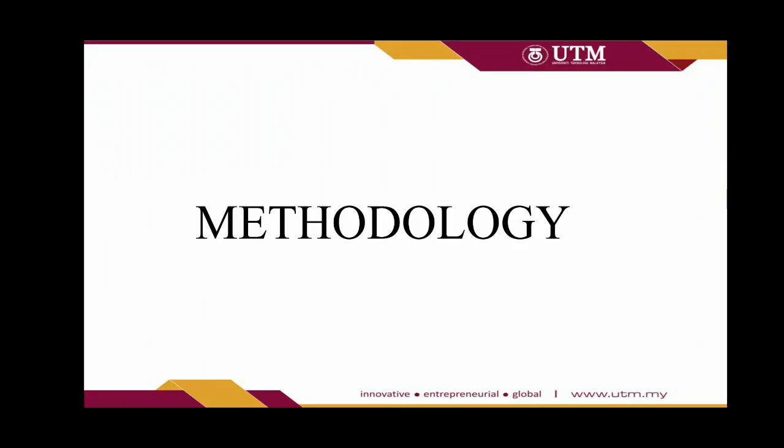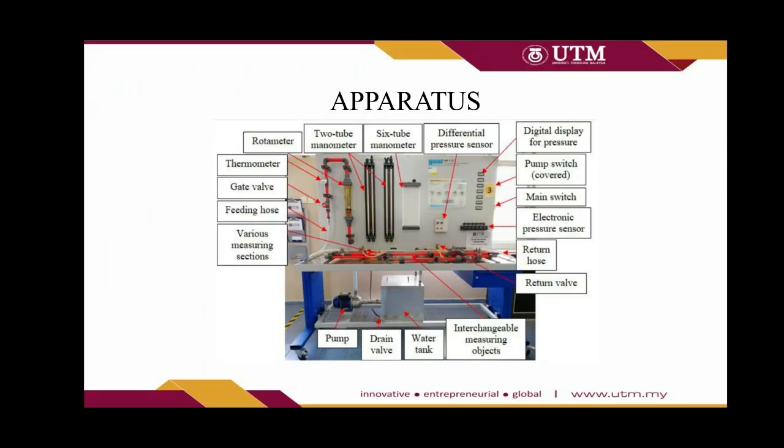So now I'm going to talk about the methodology. The apparatus for this experiment is a 2-tube manometer, 6-tube manometer, differential pressure sensor, digital display for pressure, pump switch, main switch, electronic pressure sensor, return hose, return valve, interchangeable measuring object, water tank, drain valve, pump, various penetration feeding hose, gate valve, thermometer, rotameter, tube manometer.